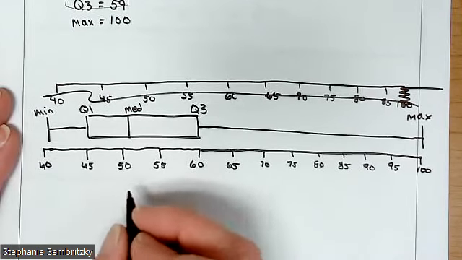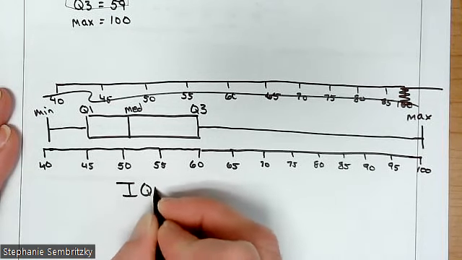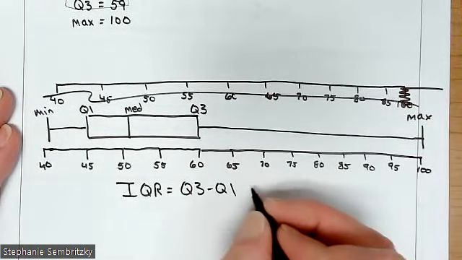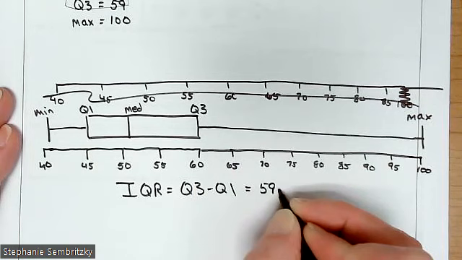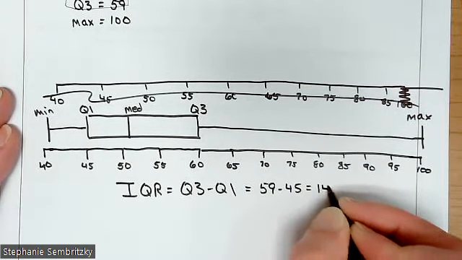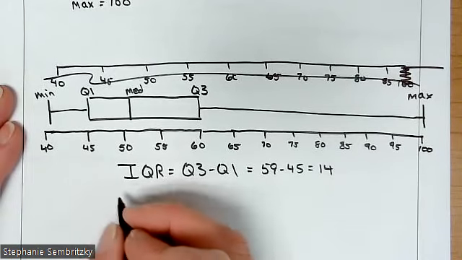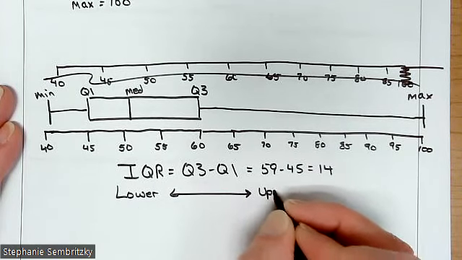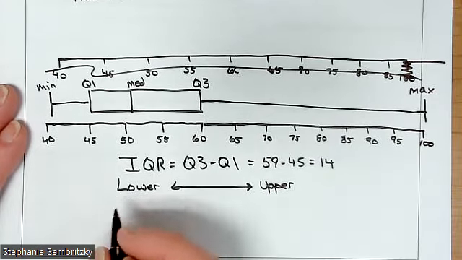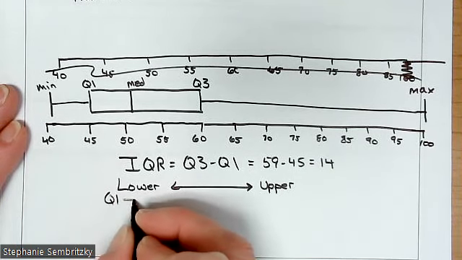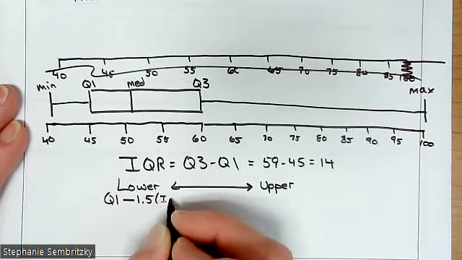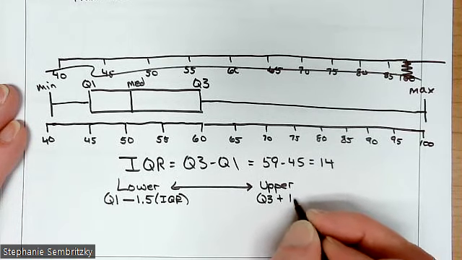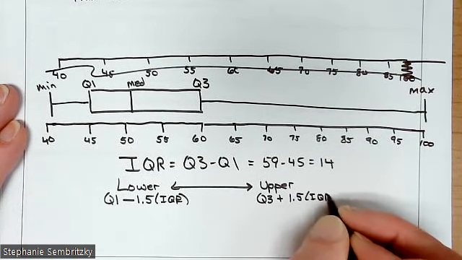Let's find out. So we first need to find the IQR, which is just Q3 minus Q1. It's how far apart that box is. So 59 minus 45 is 14. Then we need to find our lower boundary and our upper. The lower boundary is going to be Q1 minus 1.5 times the IQR. Upper boundary is Q3 plus 1.5 times the IQR.